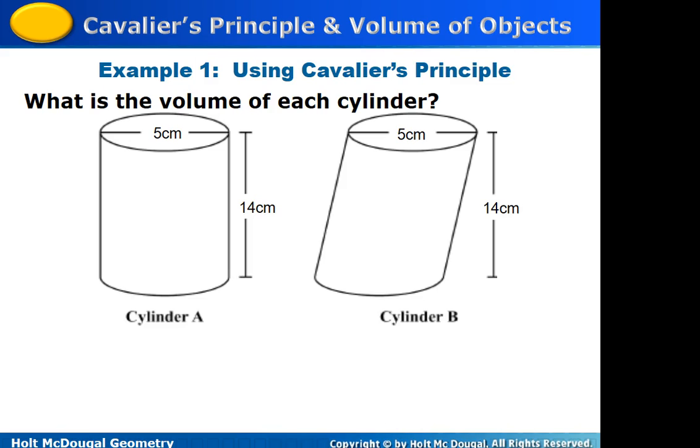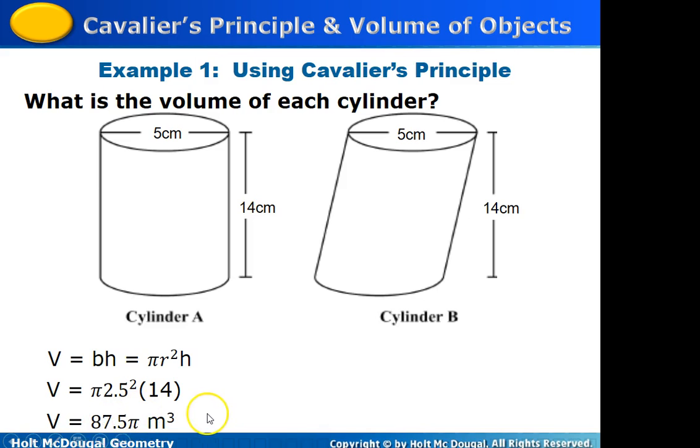When you're doing this problem, remember, we don't use diameter to find the volume of a cylinder. We use the radius. So the very first thing we'll have to do here is find the radius, which means we're going to divide the 5 by 2. So our radius is going to be 2.5. Our formula here is going to be base times height, which is pi r squared h. When we do that, we're going to square the 2.5 and multiply that times 14, and we're going to give our answer in terms of pi here. So this is going to be 87.5 pi meters cubed.